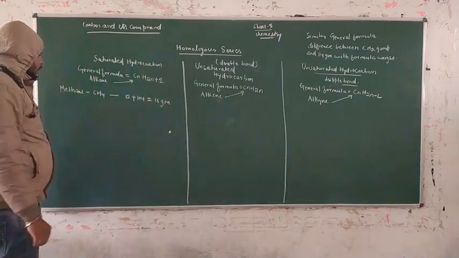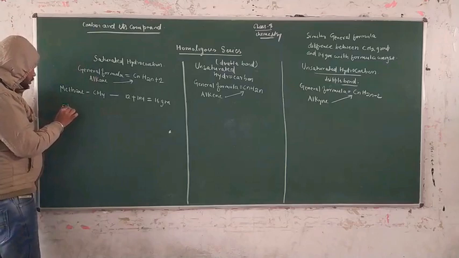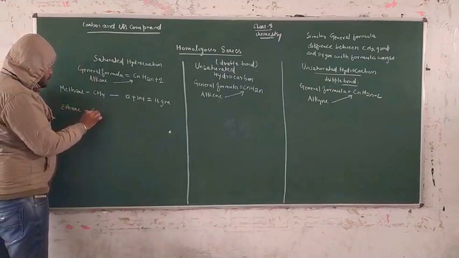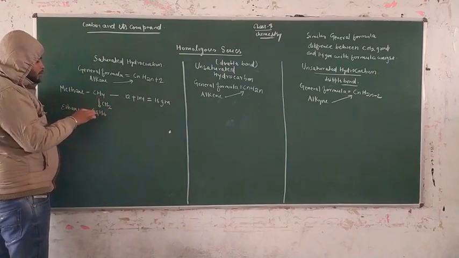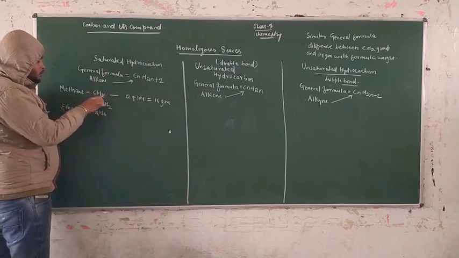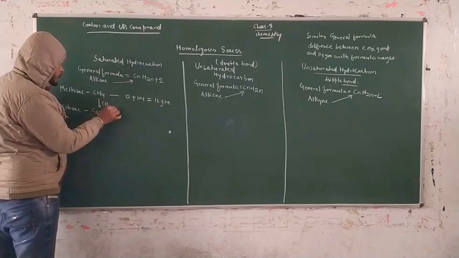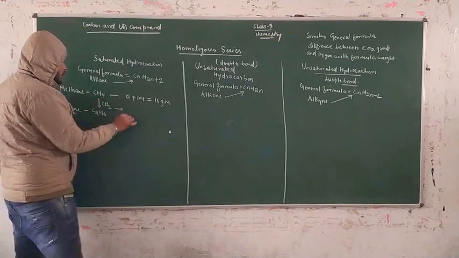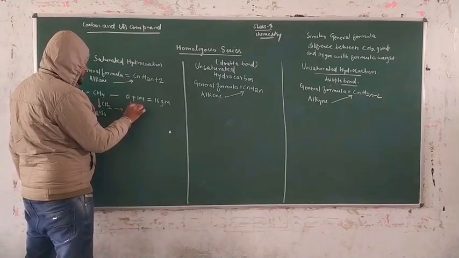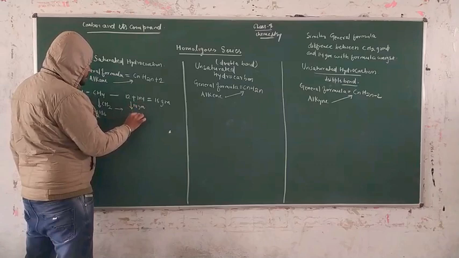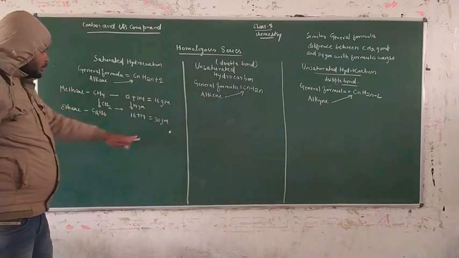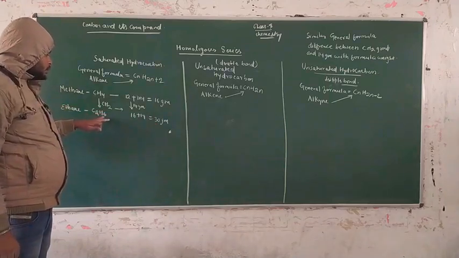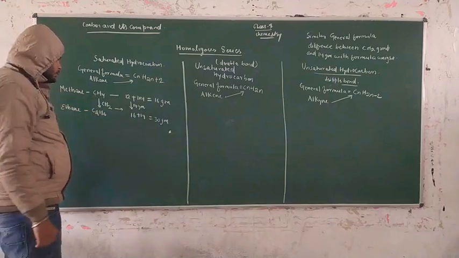Now we have the second one, ethane, and its formula is C2H6. The difference is a CH2 group: carbon increases by one, from 1 to 2, and hydrogen increases by 2, from 4 to 6. The atomic mass differs by 14 gram, that means you have to add 16 plus 14, which is equal to 30 gram. This 30 gram is the formula weight of C2H6: 12 times 2 is 24, plus 6 is equal to 30.